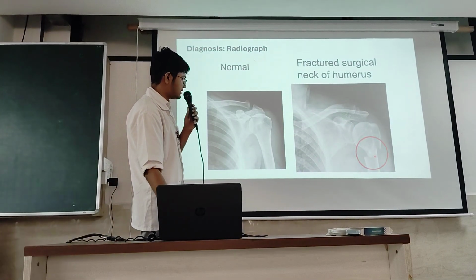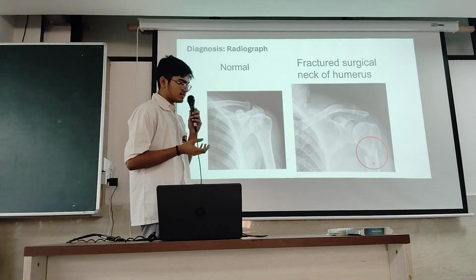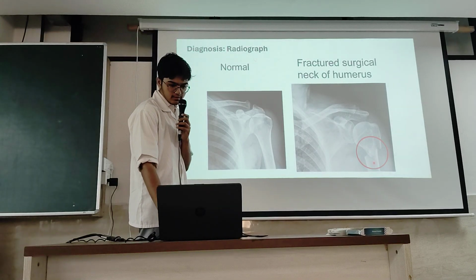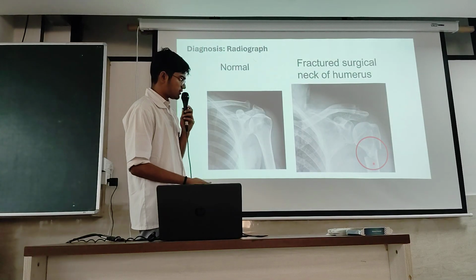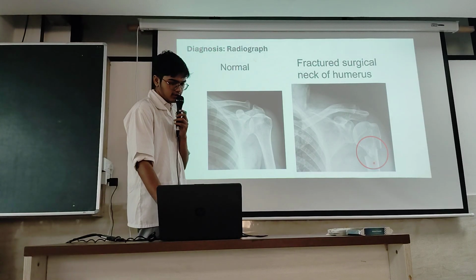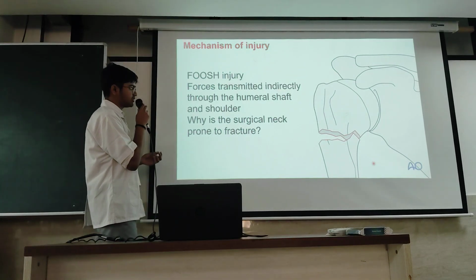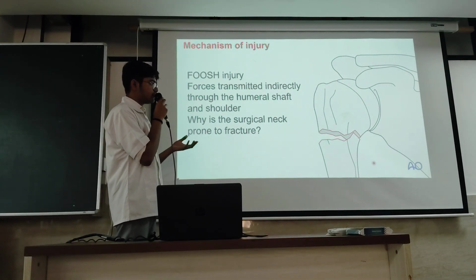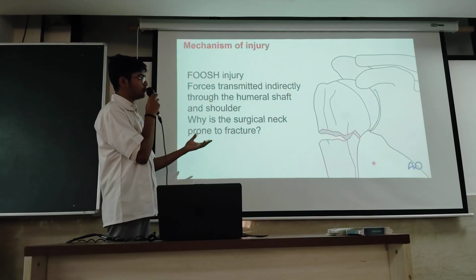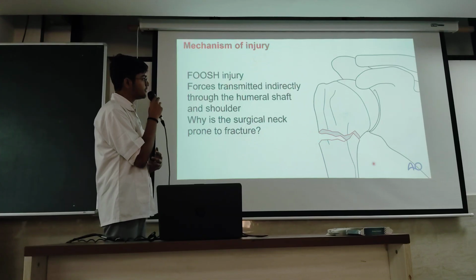The shaft has been displaced medially and anteriorly because of the pull of the pectoralis major muscle that is inserted at the intertubercular sulcus. So the final diagnosis was concluded to be a surgical neck of the humerus fracture. The mechanism of injury was said to be a FOOSH injury, or a fall on the outstretched hand. The surgical neck is the most prone site for fractures because of contrasting forces at the glenohumeral joint and indirect forces transmitted from the elbow joint.